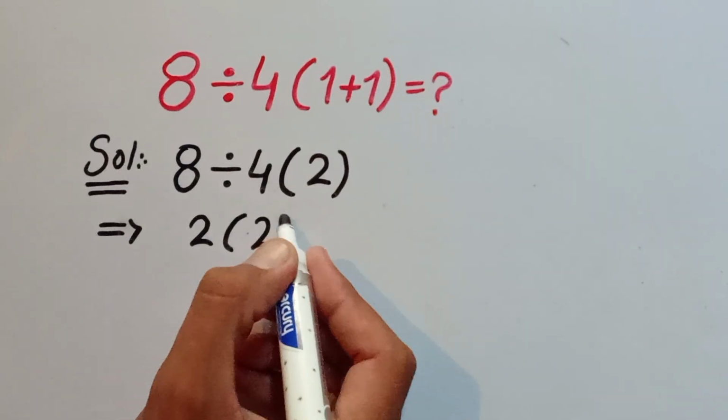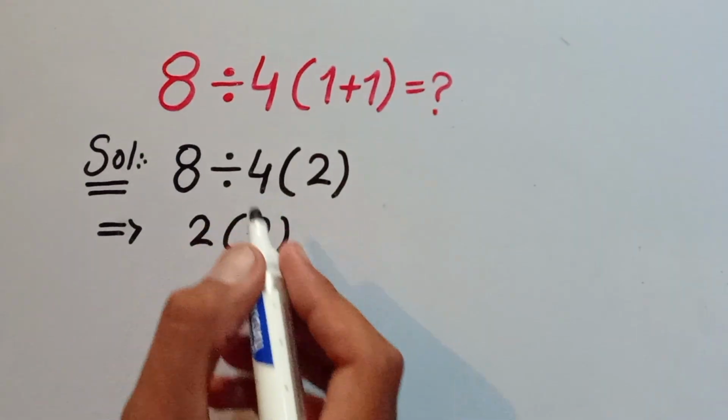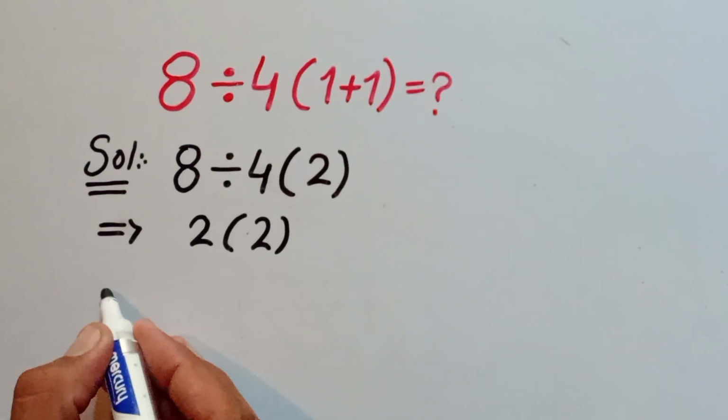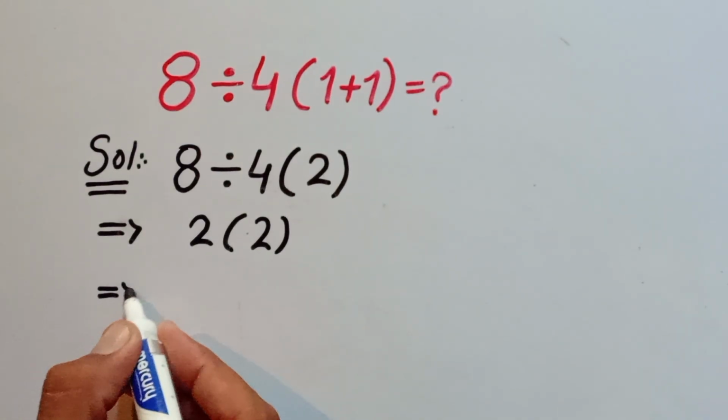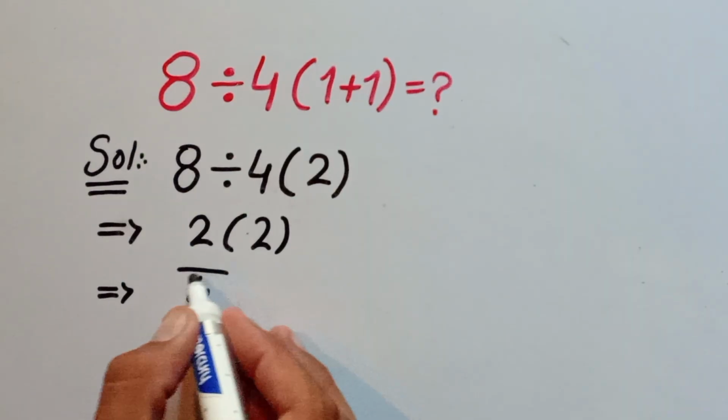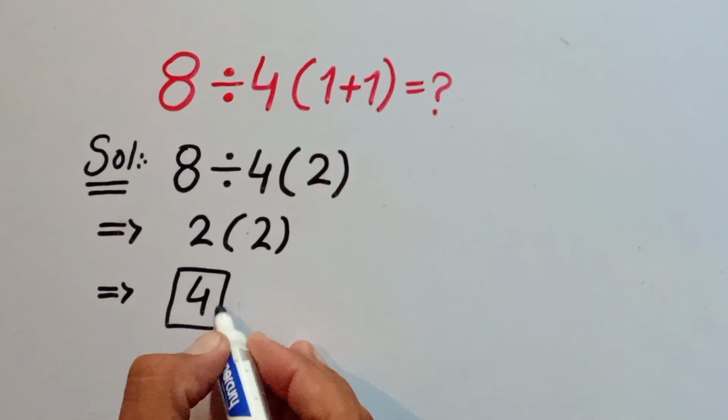times 2, because multiplication and division have equal priority and we have to go from left to right. Now 2 times 2 is equal to 4. Guys, this is the final answer of this expression.